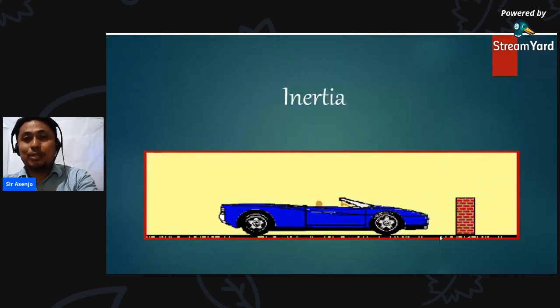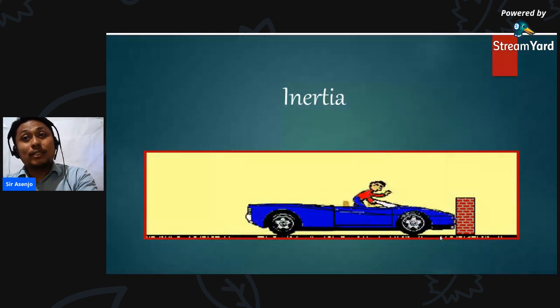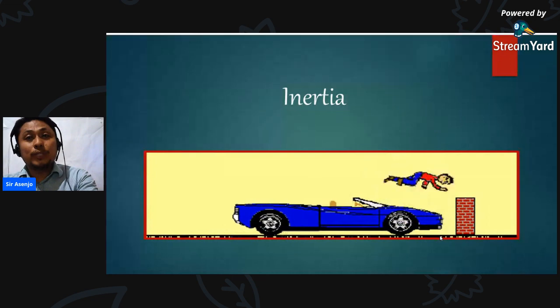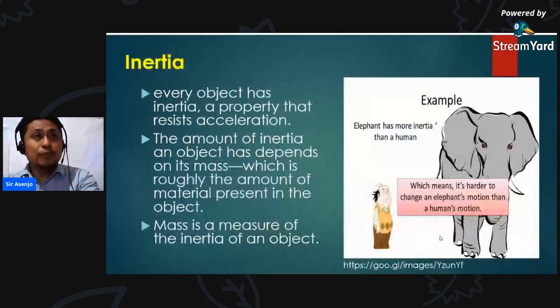That's a very good demonstration of Newton's first law of motion. What concept is involved? Inertia. Let's talk about inertia. Every object has inertia. Do you agree? It is a property that resists acceleration. The amount of inertia an object has depends on its mass, which is roughly the amount of material present in the object. So mass is a measure of the inertia of an object.